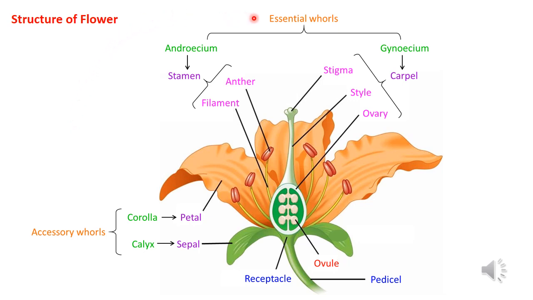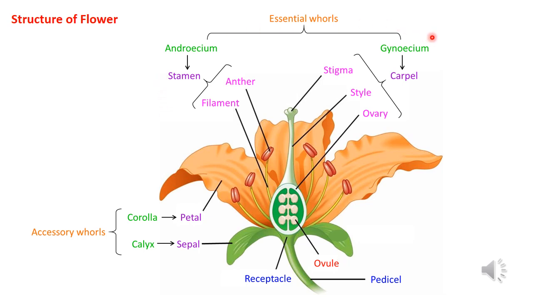Now, we will talk about the second part, essential whorls. Essential whorls are again categorized into two categories: androecium and gynoecium. Androecium is a male reproductive organ and each individual member of androecium is known as stamen. Each stamen is divided into two parts, the anther and the filament. Anther consists of pollen grains at maturity, while filament is involved in the attachment of the anther to the receptacle.